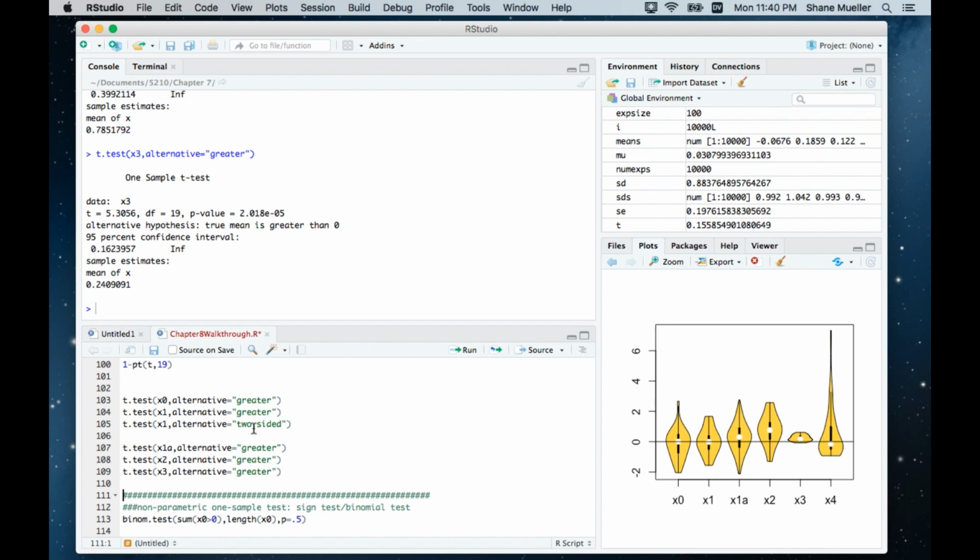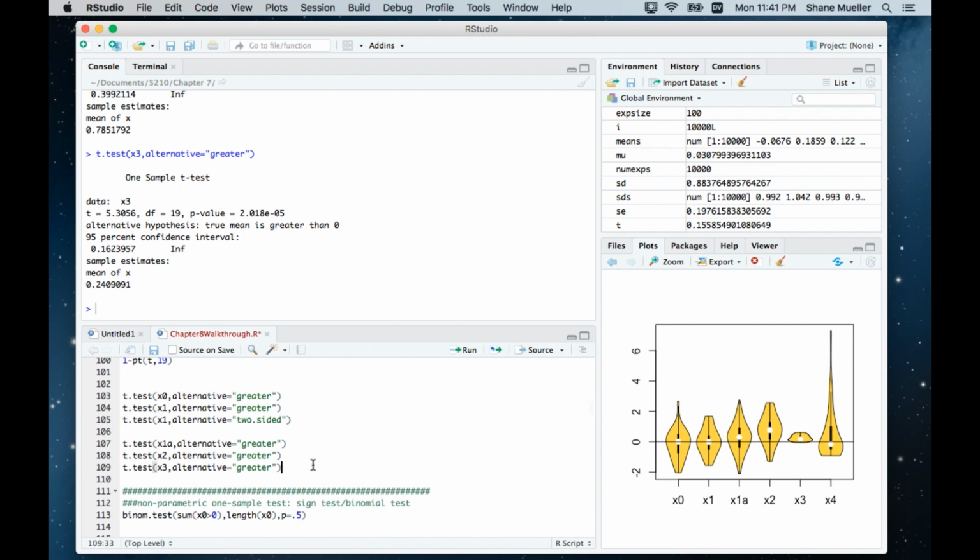What about this last one that's highly skewed? Now you might think, well, this has this long tail and it's got so much to the right of the line that it's bound to be significant, but I'm not sure what's going to happen. In fact, that is what happened. This long tail balances things out, but you can see that the mean or the median of the distribution, the center, is less than 0.